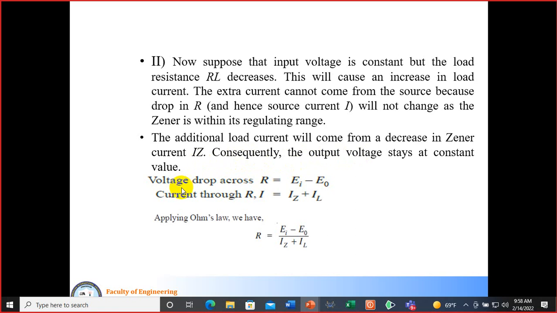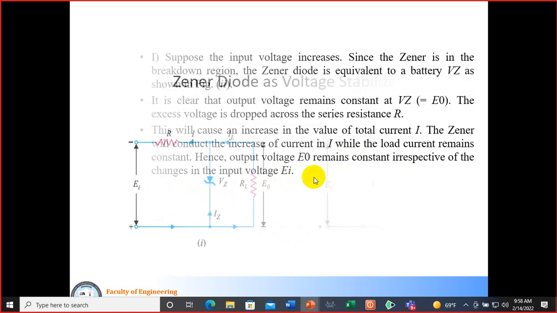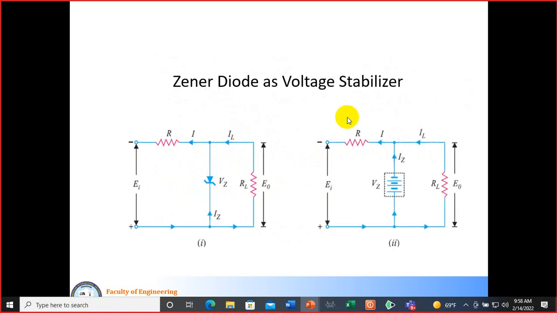So this is the analysis over here. Voltage drop across the R: if you consider this outer circuit, the drop across this resistance R is EI minus the drop across the load, E0.